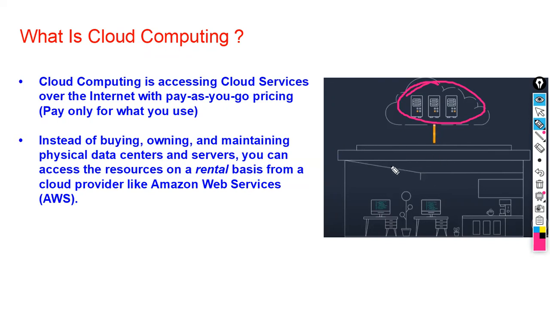Let us say we need a virtual server. So we will access the virtual server via internet. Let us say we need storage. So we will access the storage from the cloud from internet with pay as you go pricing. What is the meaning of this pay as you go pricing? Pay only what you use. You don't need to pay for the complete month. Let us say you have used the virtual server only for 1 hour. You will pay for only 1 hour. You will not pay for the complete month. This is cloud computing for you.